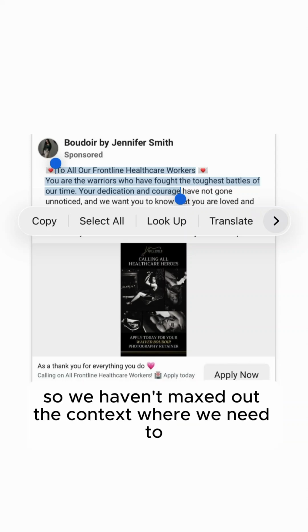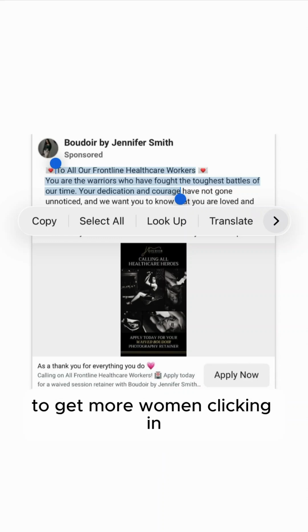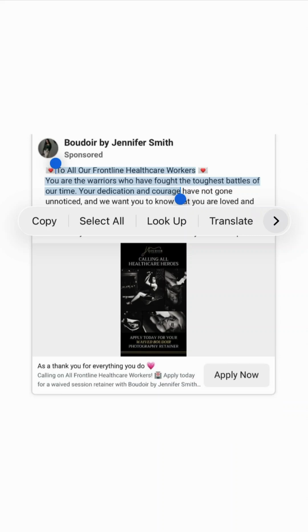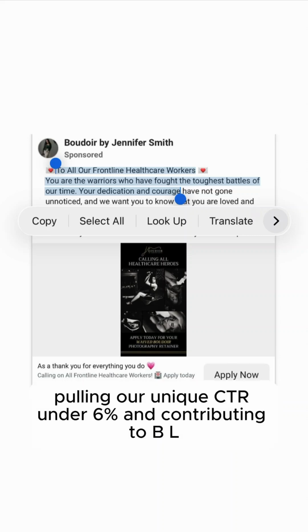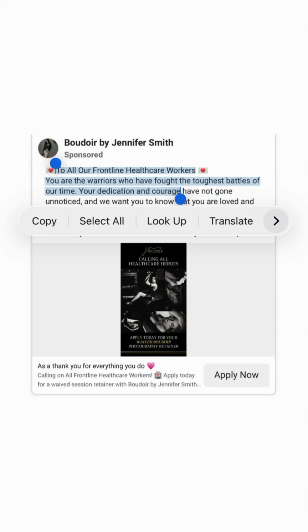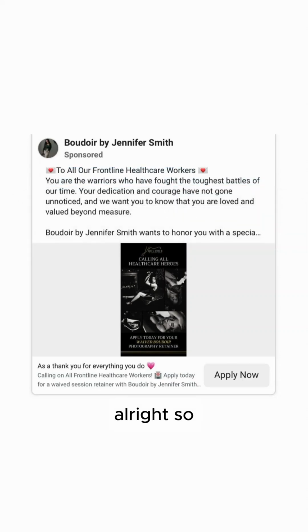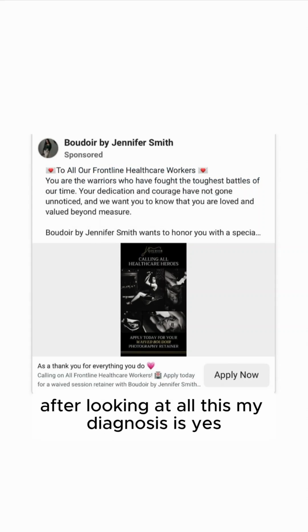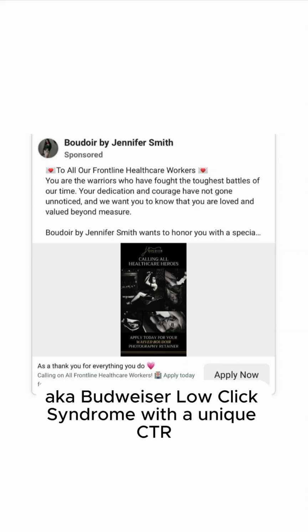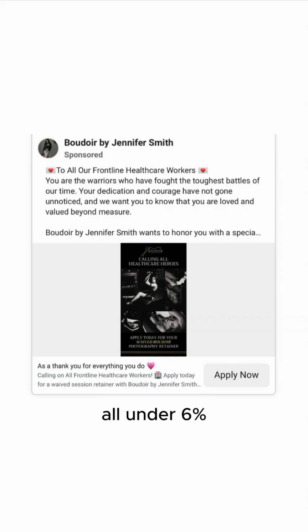So we haven't maxed out the context where we need to get more women clicking in, which means we have way more women scrolling by than necessary, pulling our unique CTR under 6% and contributing to BLCS, aka Boudoir low click syndrome. All right, so after looking at all this, my diagnosis is yes, I do believe this Boudoir Facebook ad has BLCS, aka Boudoir low click syndrome, with a unique CTR all under 6%.